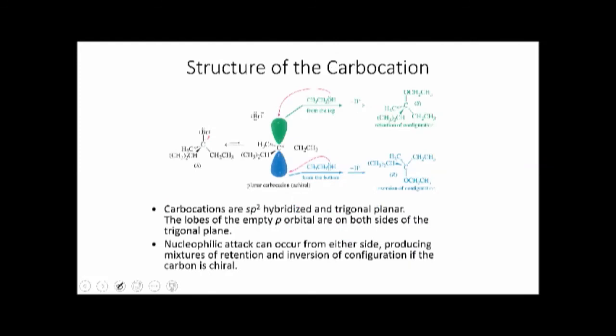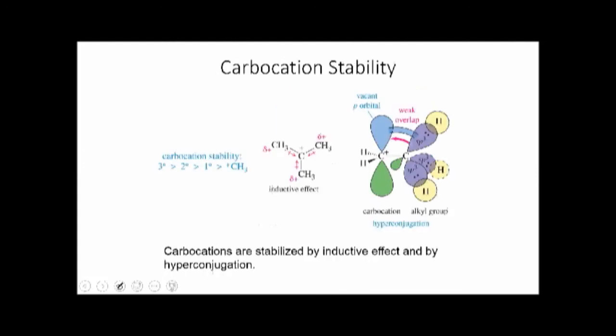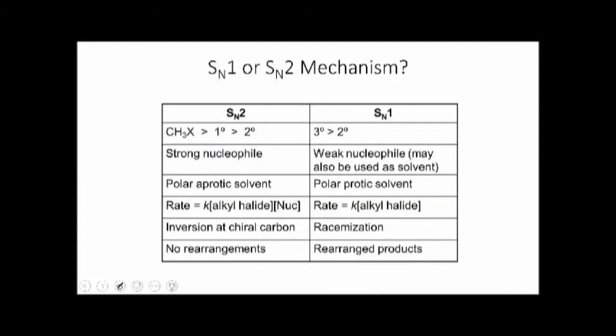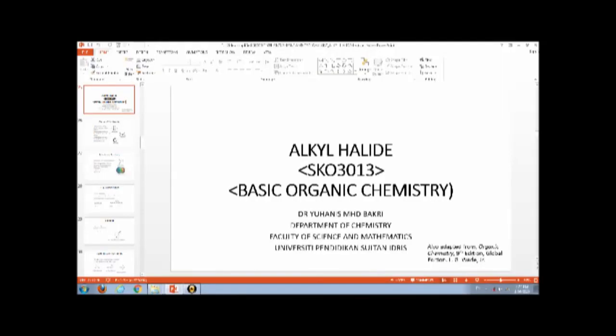And this is the structure of carbocation. The trickiest thing about alkyl halide is this part, the mechanisms. So let me see, between SN1 and SN2 comparison, and that's about it for alkyl halide. Thank you.